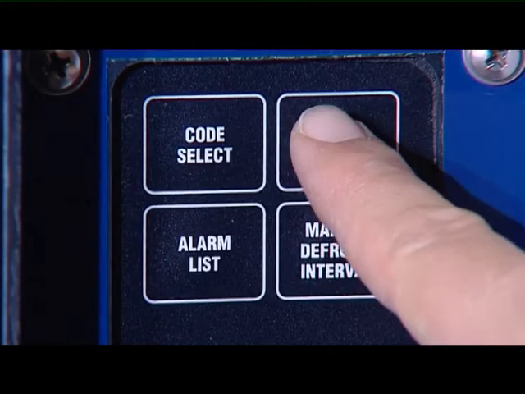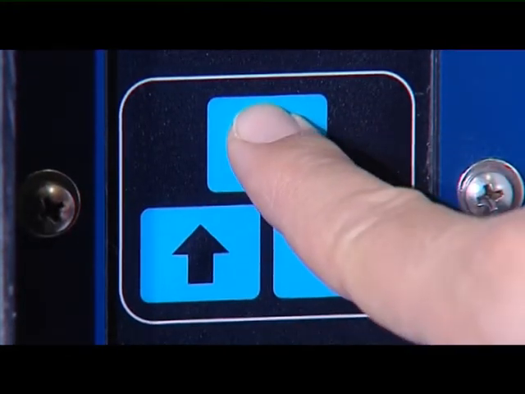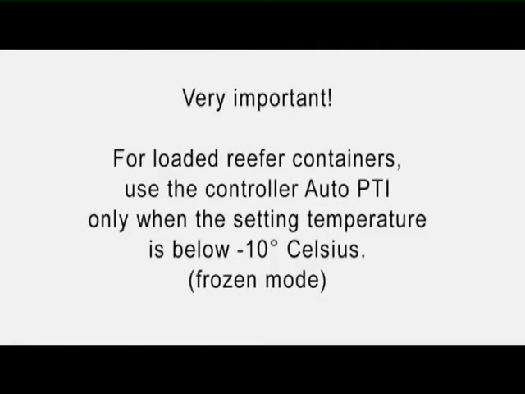An automatic pre-trip inspection is started by pressing the pre-trip key and then the Enter key. All the pre-trip test code numbers with title and description can be found in the Carrier Service Operation Manual supplied to the vessel. For loaded reefer containers, use the Controller Auto PTI only when the setting temperature is below -10 degrees Celsius, frozen mode.